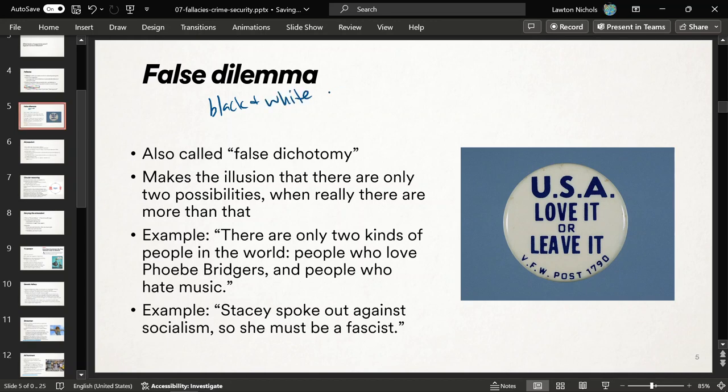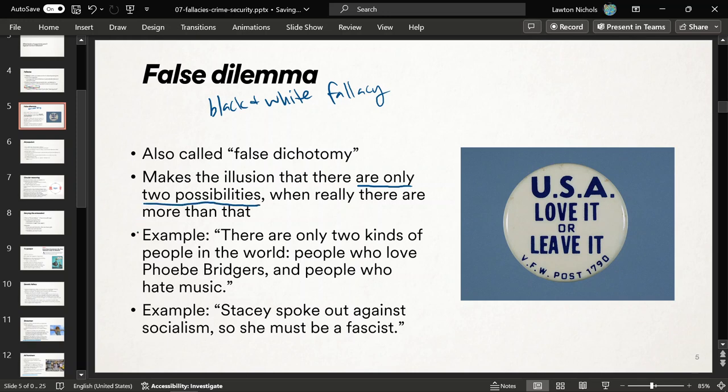There's always gray. So this fallacy is when somebody's arguing to you that there are only two options. Like, you got this option or you got this option. Pick one, all right? But really, that was a lie. Really, there's more than that. There's always a third secret option, maybe infinite options, all right? So it makes the illusion that there's only two possibilities, but in reality, there's probably more than that, all right?